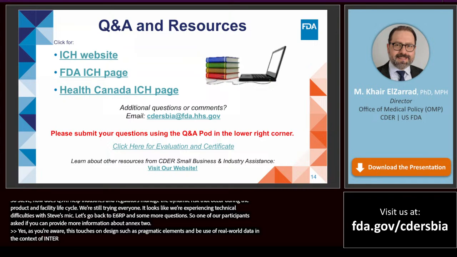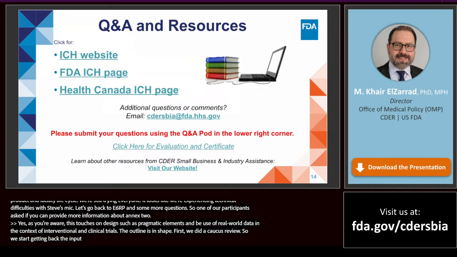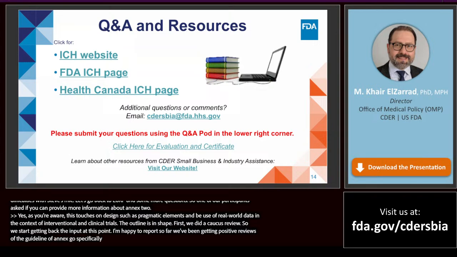The outline of the guideline is very much in advanced shape at this point. Actually, we started what we call caucus review, which was we sent it to experts within each organization. We included also academic experts in this review. So, we start getting back their input at this point. And I'm happy to report that so far we've been getting very positive reviews of the guideline of Annex 2 specifically. And the group is working on it diligently to incorporate the input that we've received.